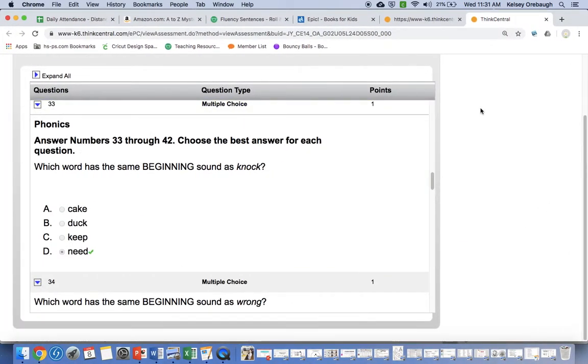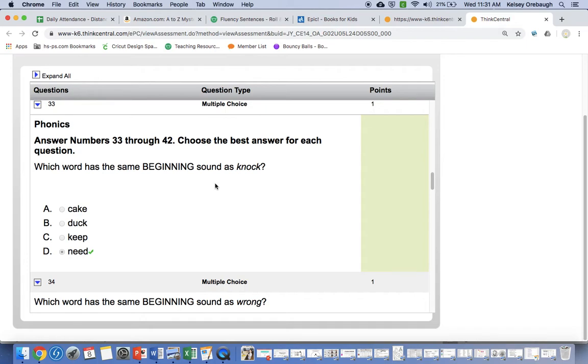Pulled up the test from last week. Phonics, answer numbers 33 through 42. Choose the best answer for each question. So this is the teacher side of it, so I can see the correct answers here are marked with a check mark, okay? But we'll go over all of the questions and the responses.